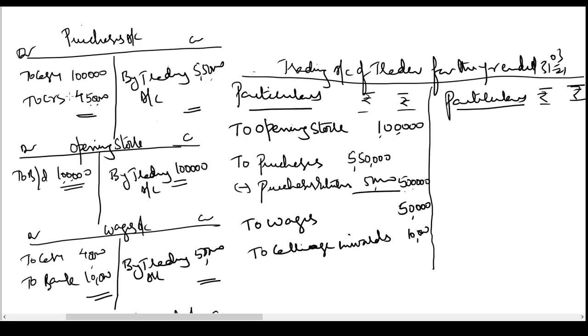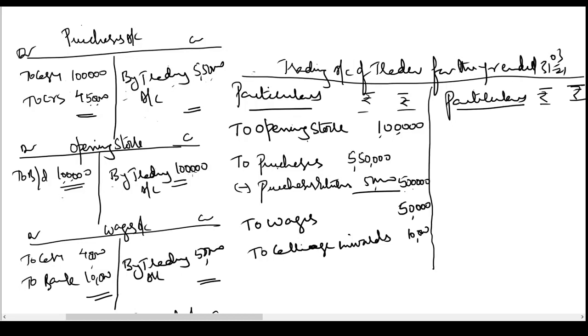What I have done with the purchases, there was a debit balance. I have closed it by transferring it to the trading account. I just wrote by trading account here and I write to purchase in the trading account. Opening stock, there was a balance of 1 lakh. I wrote by trading account. This account gets closed and opening stock was shown in the trading account.